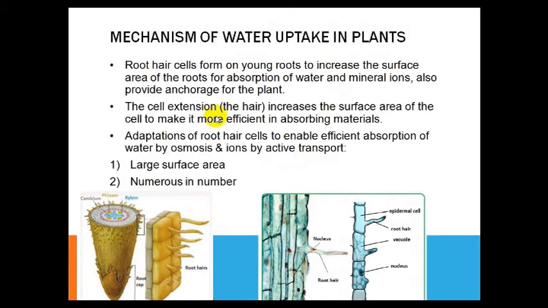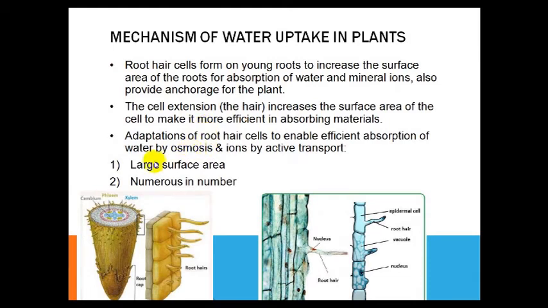Okay, next one, the mechanism of the water uptake in plants. The root hair cells form on young roots to increase the surface area of the roots for absorption of water and mineral ions, and also to provide anchorage for the plant. So the cell extension, the hair, increases the surface area of the cell to make it more efficient in absorbing materials.